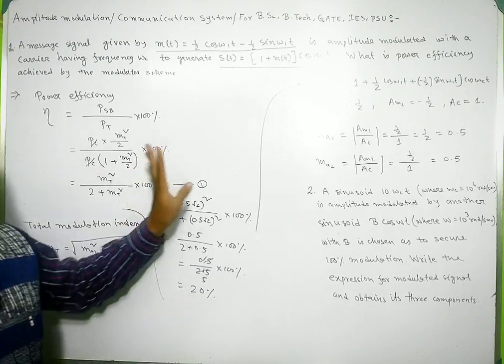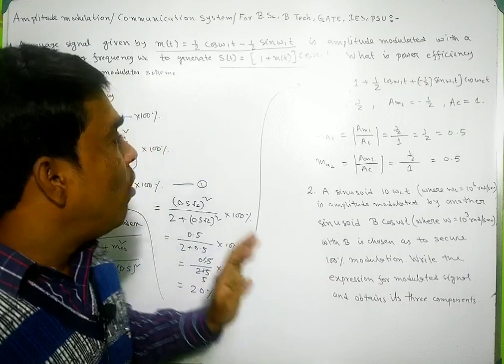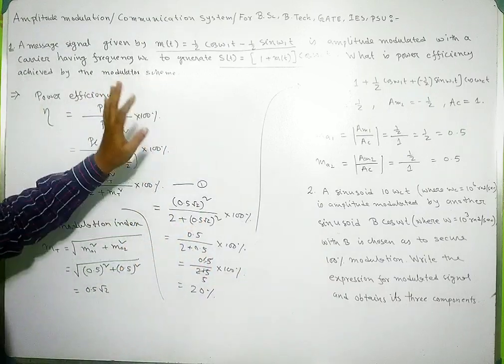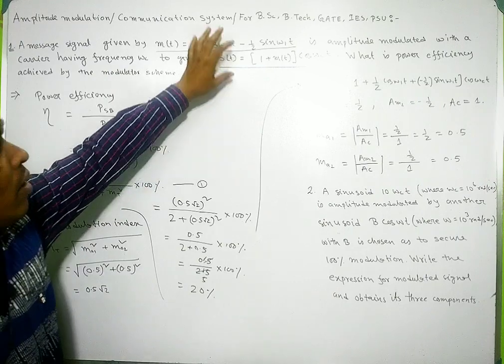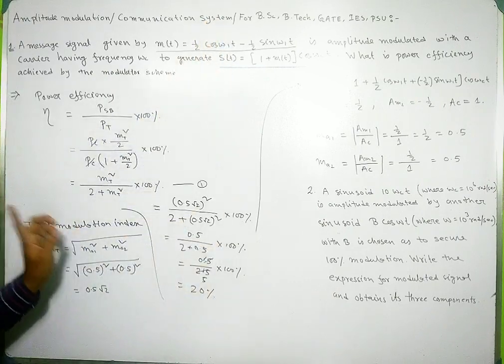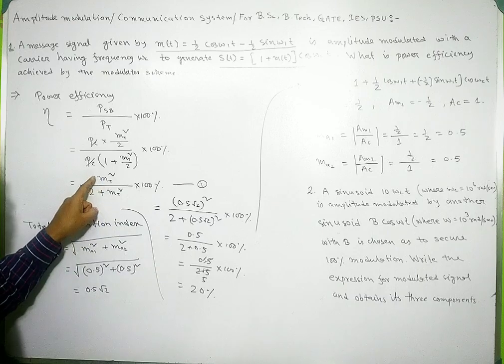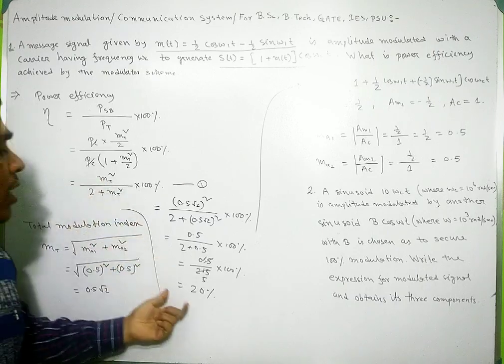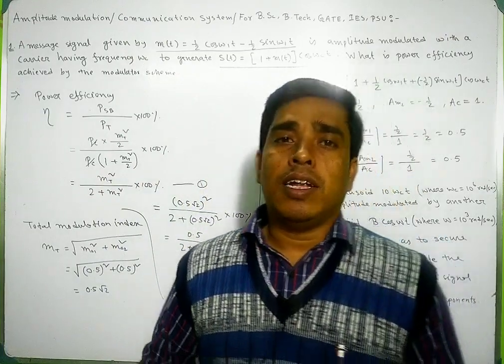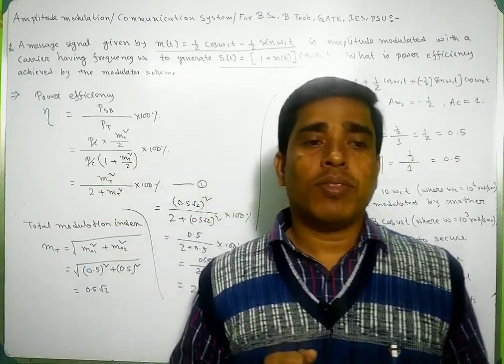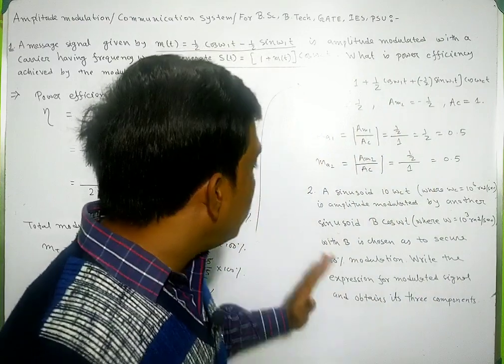So how to solve this problem? I have calculated the total modulation index of this problem, then I only put this value of MT here, and easily you can calculate the power efficiency achieved by this modulator. Now I will solve this problem.